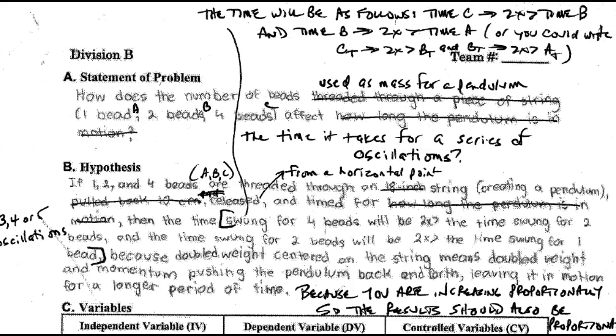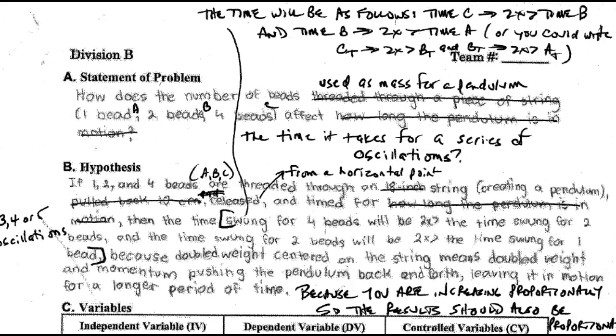And I'm going to show you some really important things. Number one, you want to read through this whole thing and see the changes I've made. So how the number of beads used as mass for a pendulum. At that point, you're going to explain what they are. One bead is A, two beads is B, four beads are C. Ready? Here's why this is important. You're going to want to refer to these as A, B, and C from now on. So once you do that, you don't have to worry about one bead, two beads, three beads.